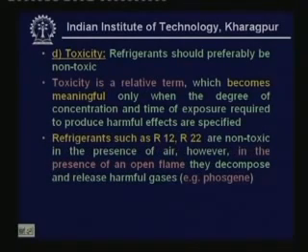Refrigerants such as R12 and R22 are non-toxic in the presence of air. However, in the presence of an open flame, they decompose and release harmful gases such as phosgene. This is again an important issue. So if you release R12 or R22 into the atmosphere, and there are no open flames or heating elements, then there is no problem, provided of course its concentration is not too high.